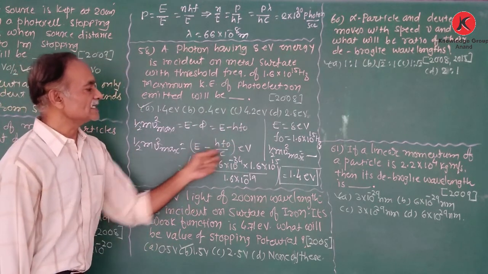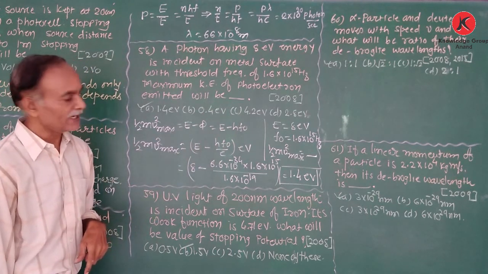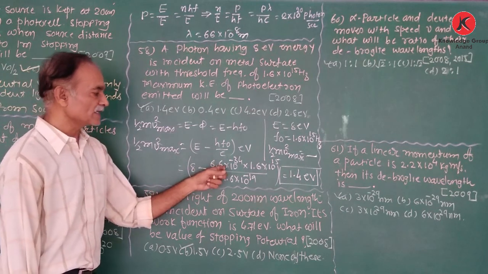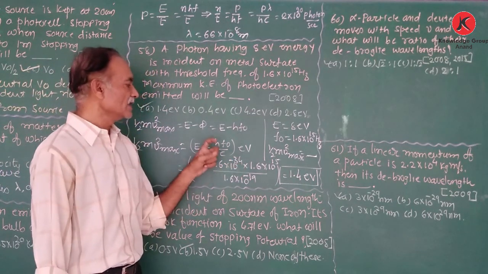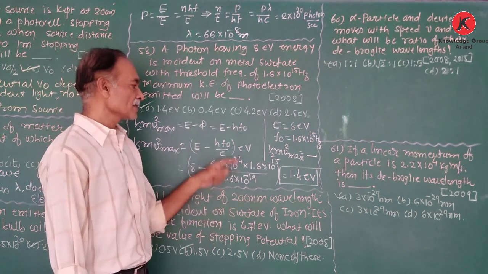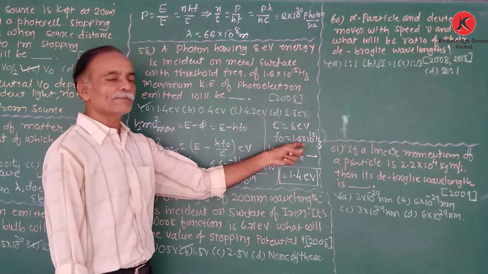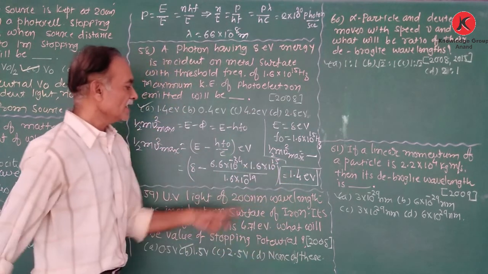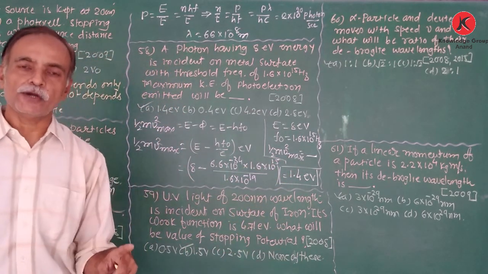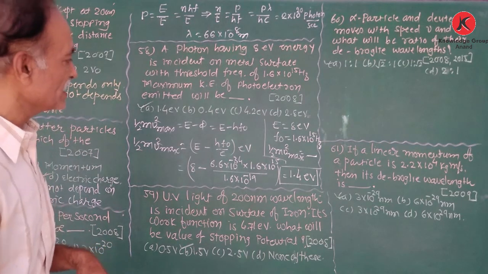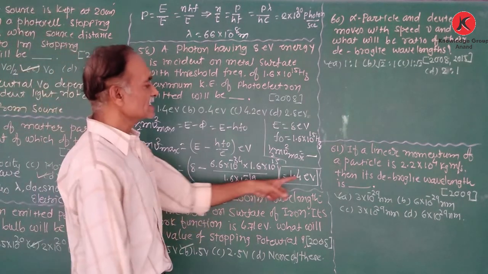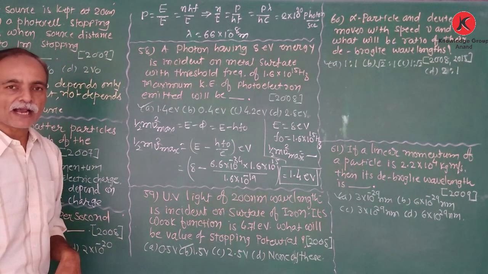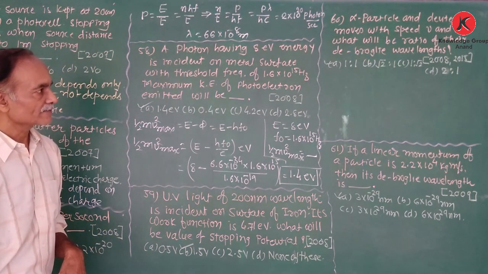So now this quantity is in electron volt. We substitute the value: 8 minus 6.6 × 10^-34, the value of Planck's constant, times f0, which is given as 1.6 × 10^15, divided by the charge of the electron, 1.6 × 10^-19. We obtain the answer 1.4 electron volt. That is the maximum kinetic energy in electron volt.